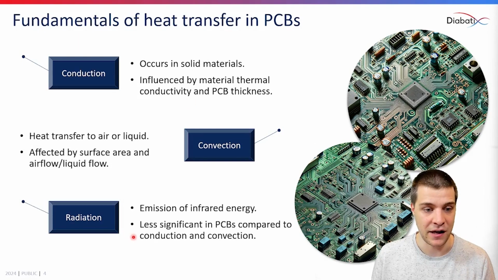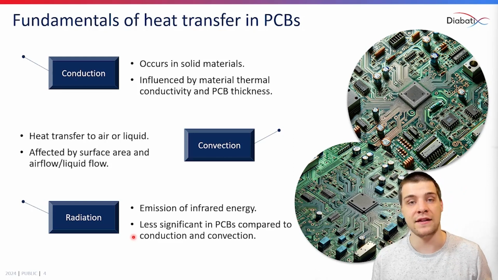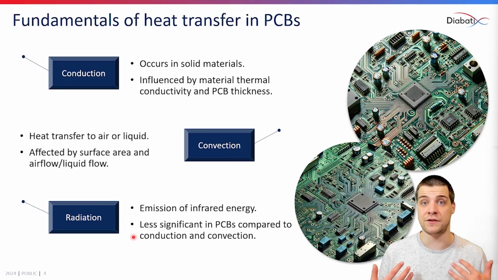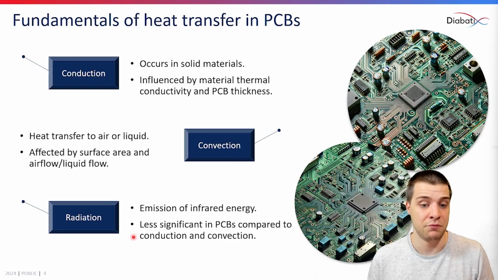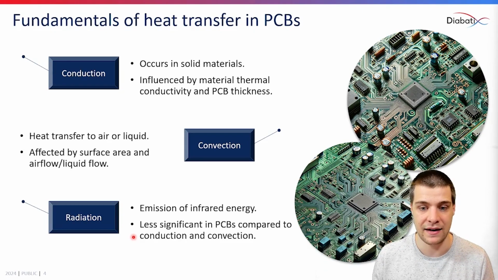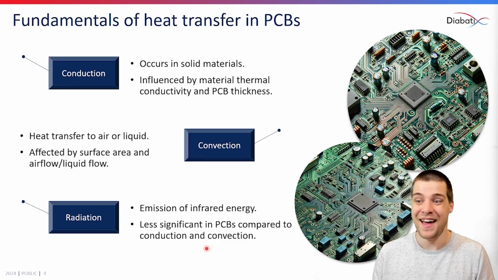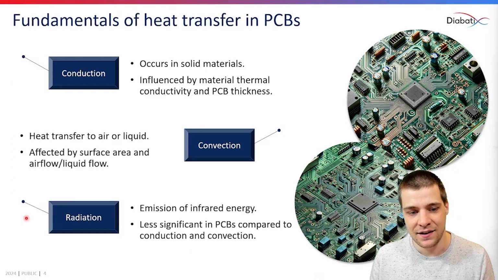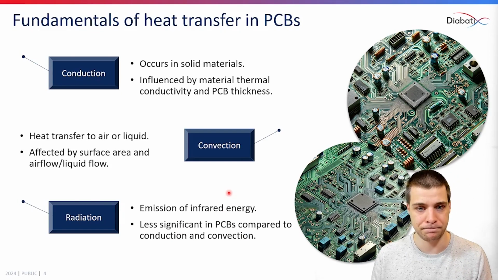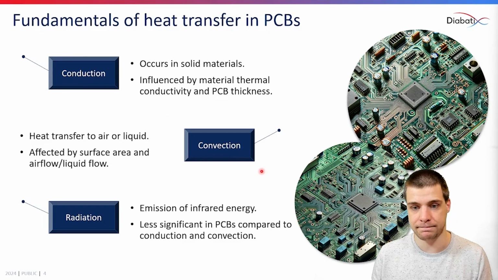Lastly, we have radiation. You all know it, of course, from the sun, and radiation doesn't need any media to transfer the heat. So it can transfer heat basically through a vacuum by emitting infrared light. But it is less significant unless you have very high temperatures, which of course should be avoided. This effect can usually be ignored in PCBs. So we'll mainly focus on conduction and convection.